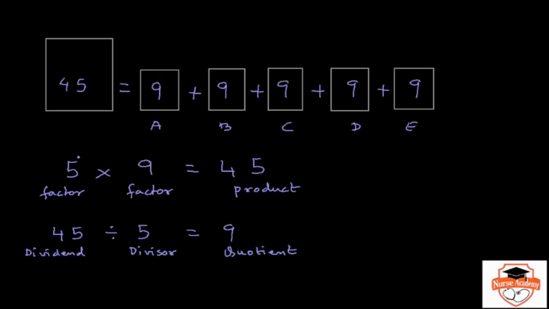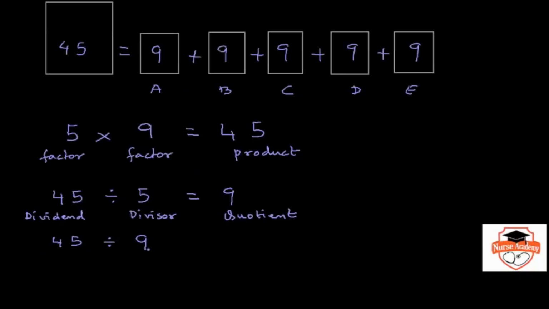And obviously, if 5 was not given, and if I were to ask you, okay, what times 9 is 45? Write that down as a division in this way. 45 divided by 9 is equal to 5. This is how the three numbers are related.